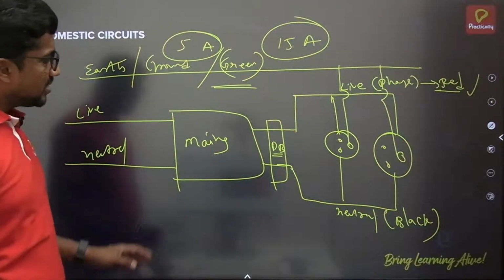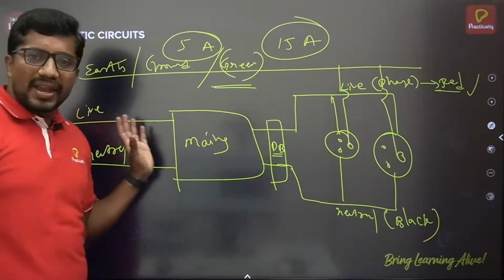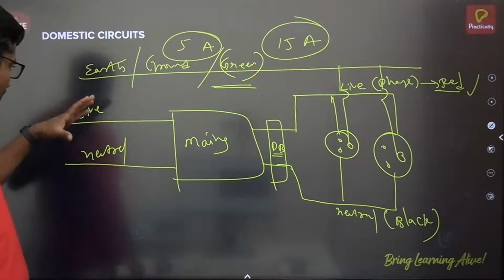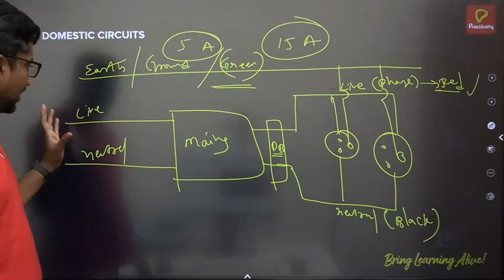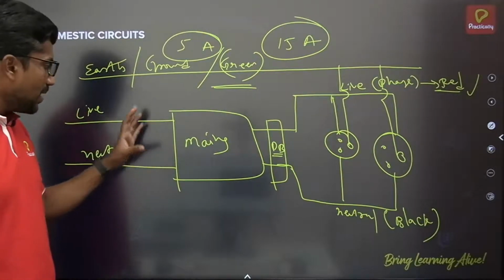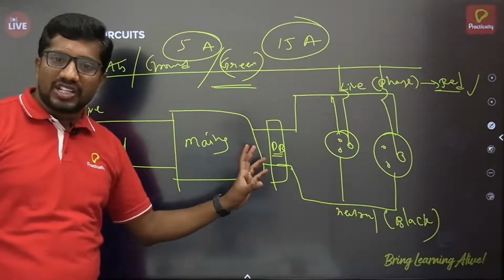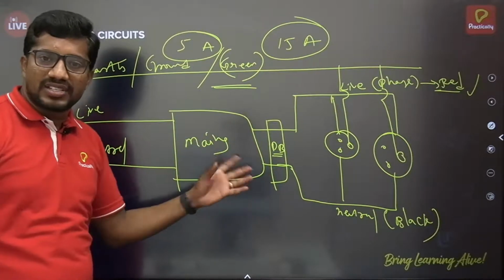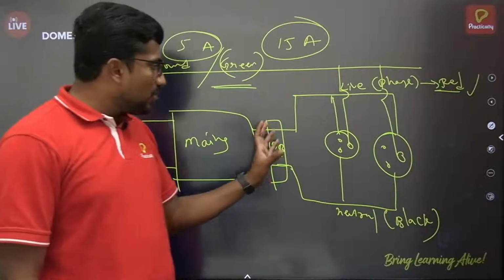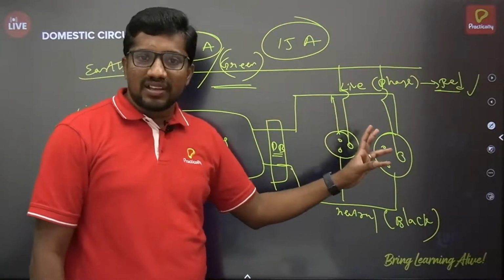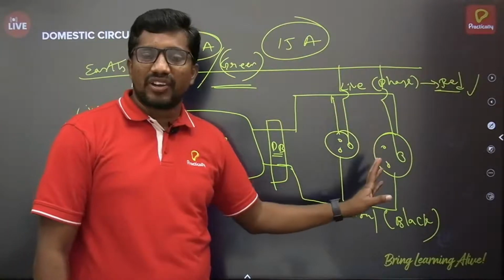Domestic arrangements, see here children. From the main, from the supply, from the transformer we'll get the input supply to the mains here, and from the mains we'll connect it to the distribution box, and over there a fuse system will be there. From the distribution box we'll segregate into two things. One is a 5 ampere circuit, another one is a 15 ampere circuit.